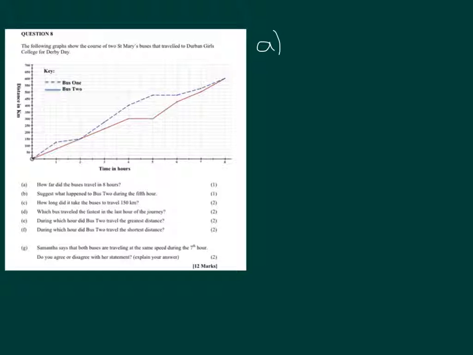it says, how far did the buses travel in 8 hours? Now, if we look at the graph, you can see that we've got 8 hours right at the end here. And to determine how far they've traveled, we've got to read up onto the line and then read backward. And I can't do that very accurately on this particular image, but if you did that very carefully with a ruler on your piece of paper, you'd see that it gets to 600. So 600 kilometers is the distance that both of the buses traveled in the total time, which was 8 hours.